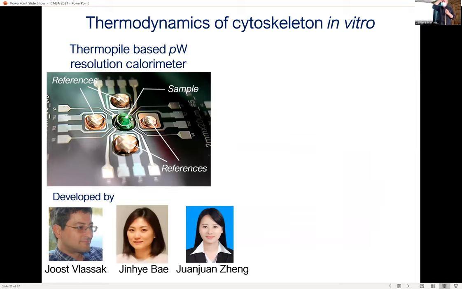All right, okay, so the work that I'll tell you about is based on the following. Yost's group developed, Yost originally, and Jin He, who was a postdoc in his lab and is now a professor at UCSB, developed this really amazing picowatt resolution calorimeter. So they can do a phenomenal job of measuring heat output of stuff.